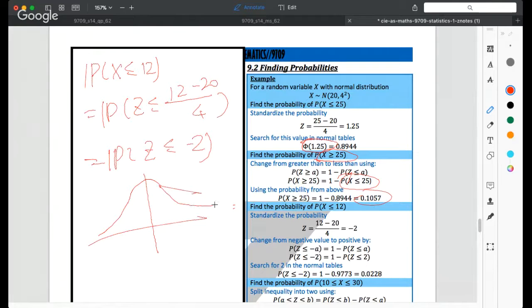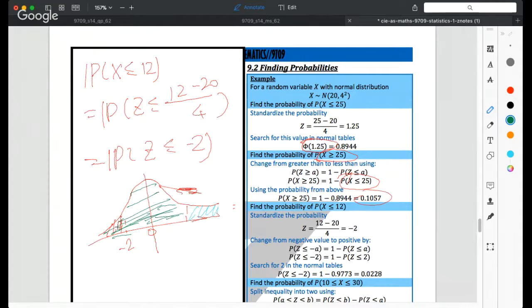We know that if this is a standardized normal distribution graph, this is minus 2. So we are looking for this area, right? But by symmetry, this area equals to this area. And this area equals to 1 minus this area, right?